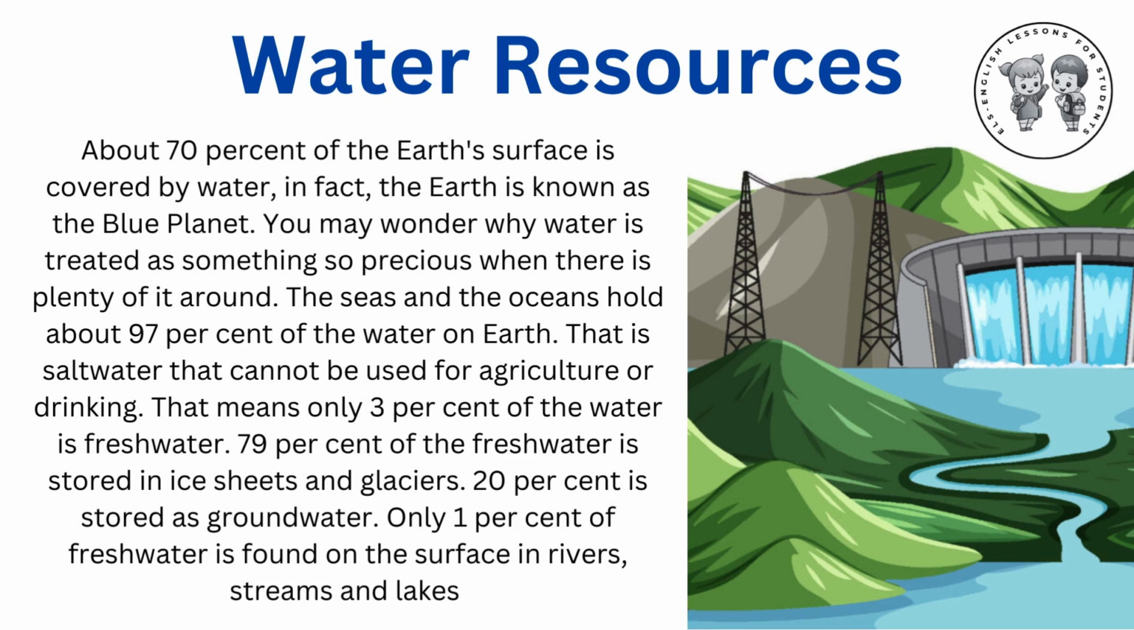79% of the freshwater is stored in ice sheets and glaciers. 20% is stored as groundwater. Only 1% of freshwater is found on the surface in rivers, streams and lakes.